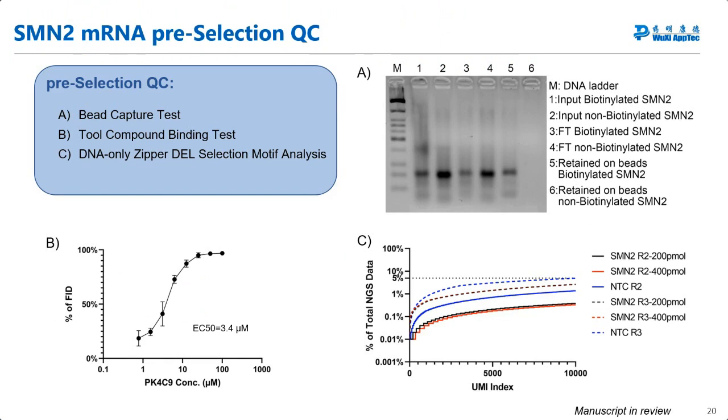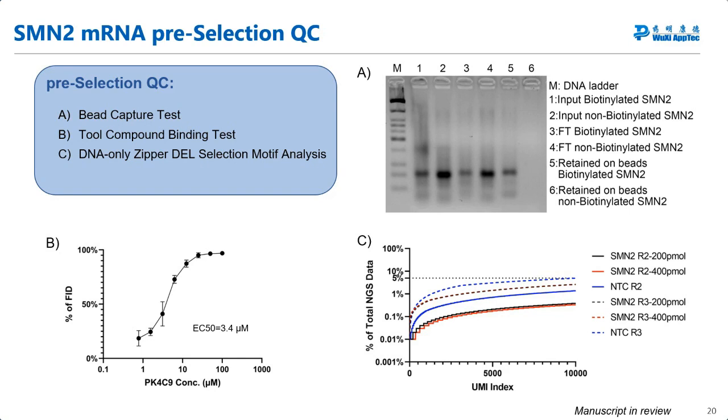Okay, we reinitiated SMN2 DEL selection by using zipper DNA DEL. DEL is an affinity binding-based screening and requires minimum assay development. But we really care about the quality of the target to be presented. This quality includes purity, stability, and activity. This slide demonstrates a typical pre-selection QC for the target to be screened. Although this is for RNA, it actually can be applied to any DNA- or RNA-binding proteins.